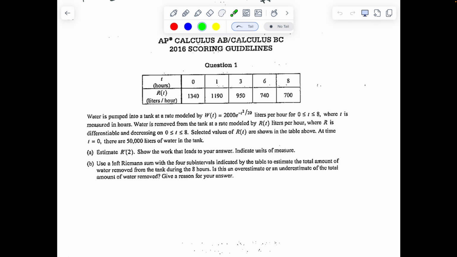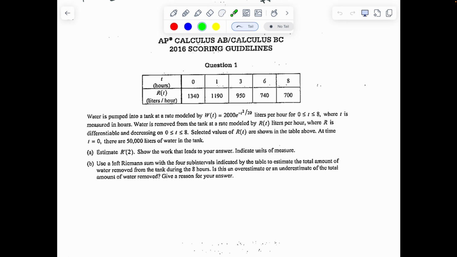Okay, here we go. Water is being pumped into a tank at a rate modeled by W of T liters per hour for time between 0 and 8 hours, where T is measured in hours. Water is removed from the tank at a rate modeled by R of T, where R is differentiable and decreasing. Select values of R are shown in the table. At time T equals 0, there are 50,000 liters of water in the tank. Estimate R prime of 2. Show the work that leads to your answer. Indicate the units of measure.